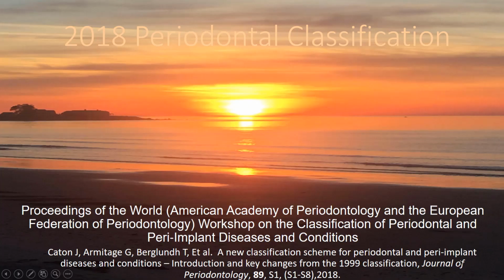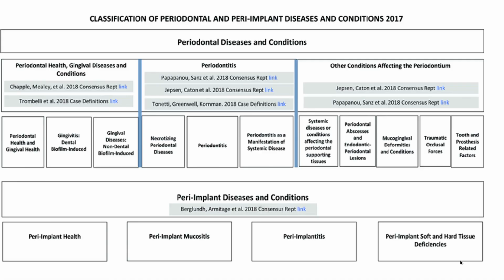Hi there. I wanted to talk about the classification system. So in 2018, the American Academy of Periodontology and the European Federation of Periodontology worked to develop a classification system classifying periodontal disease and implant disease and conditions. In this classification, they talked about what periodontal health is and gingival health.